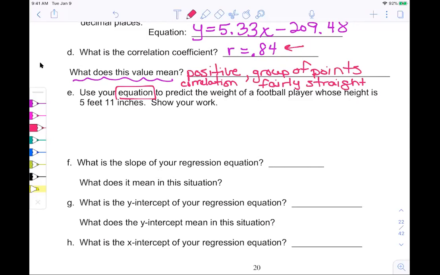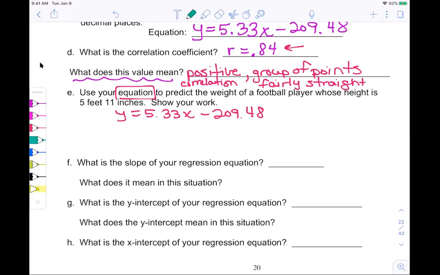Use your equation to predict the weight of a football player whose height is 5 feet 11 inches, and show some work. So we have this equation, and it asks us to figure out what the average person would weigh. On average, if we're 5 feet 11, what would the average weight be? That's what this question is really asking. A linear regression equation, or a best fitting line, is the average individual. If I took all of those people that were 5'11", what would their average weight be?